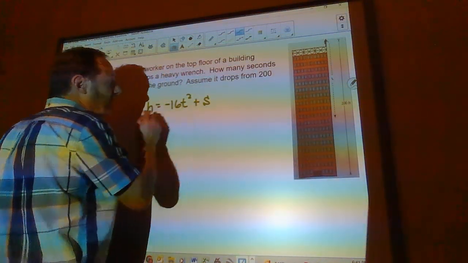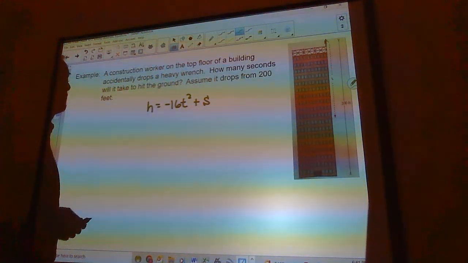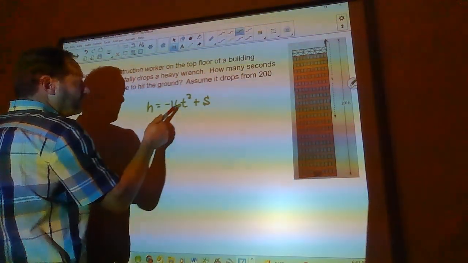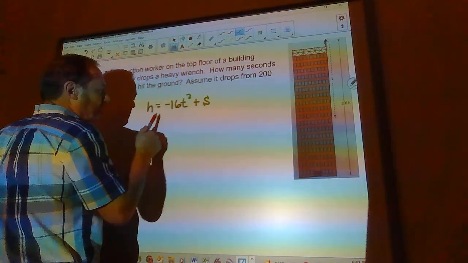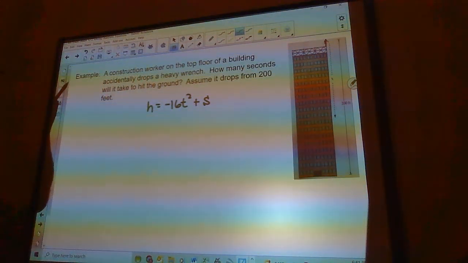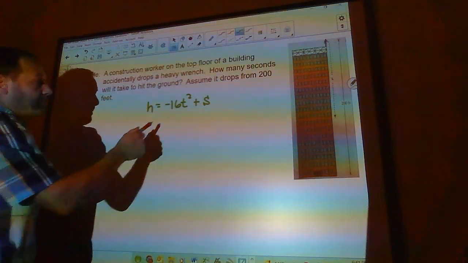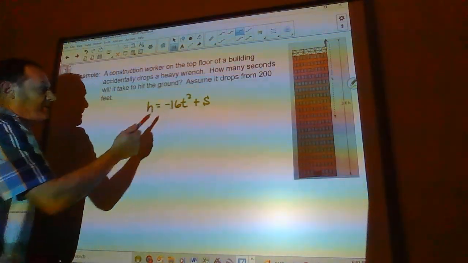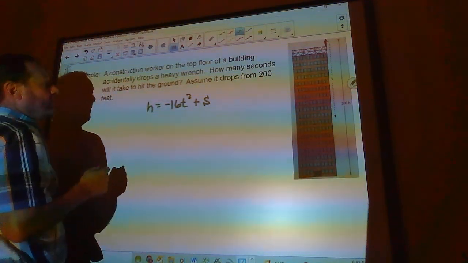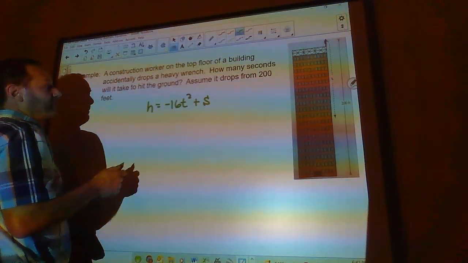Now, this equation doesn't work on the moon. It doesn't work on Jupiter. It doesn't work anywhere else except on the Earth. Okay, so this number right here is related to the Earth's gravity. So like on the moon, this might be like negative 6. On Jupiter, this might be like negative 30.